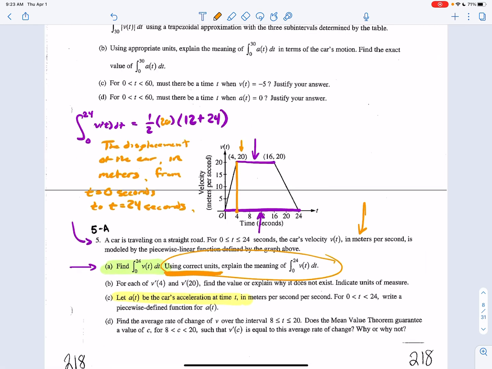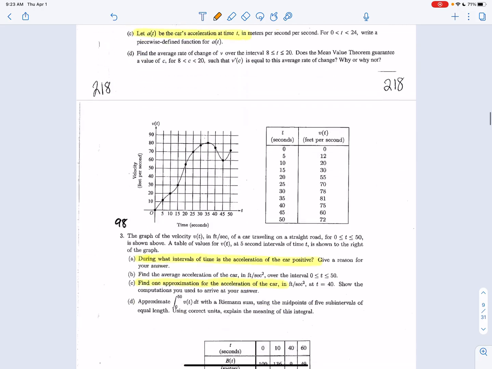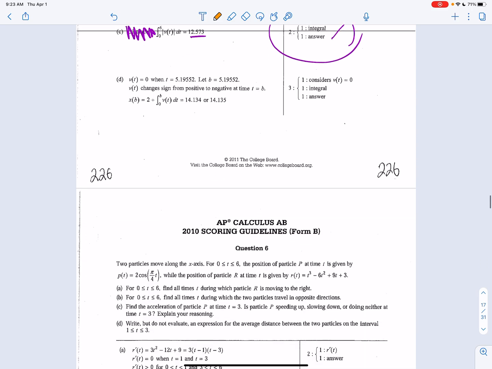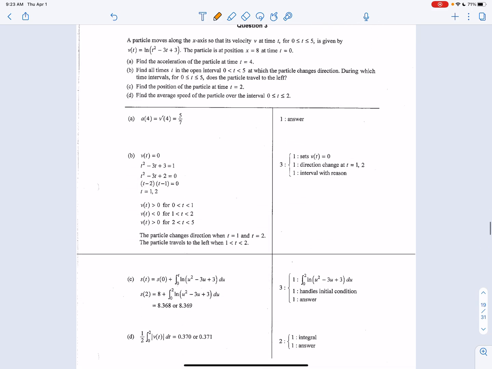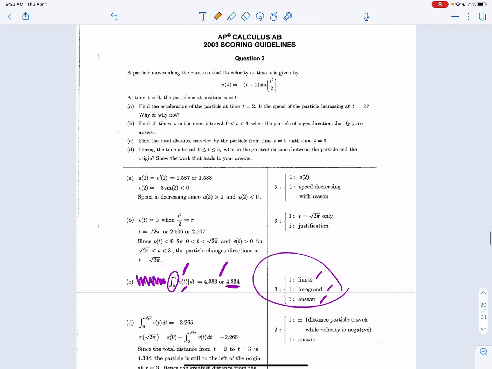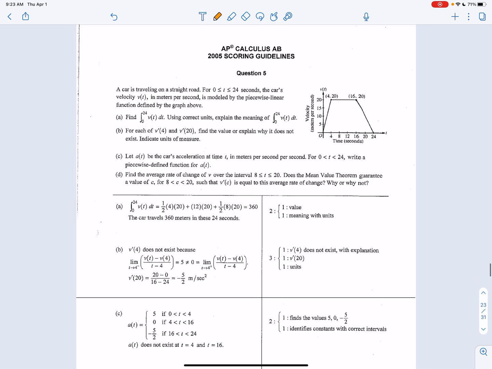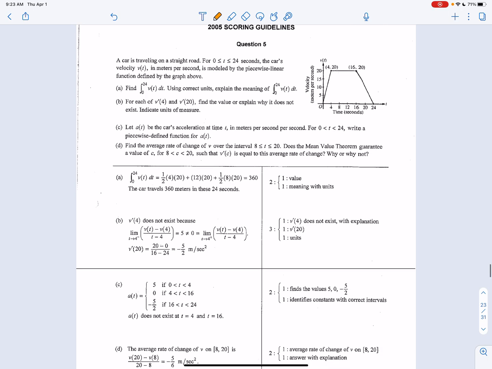Now, let's take a look at the scoring guideline. They might write something different, but let's see here, 2005. Here we go, the first one. Here they actually did a triangle, a rectangle, and another triangle. They cut it up into 3 different pieces. Doesn't matter, equal is equal. They went all the way through, but I don't know why, because you don't need to.